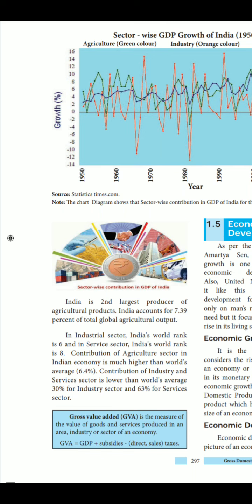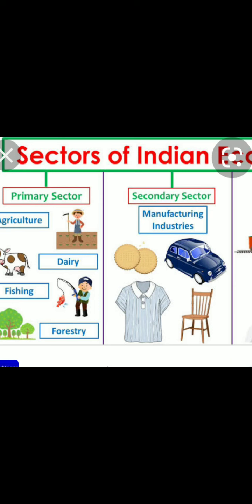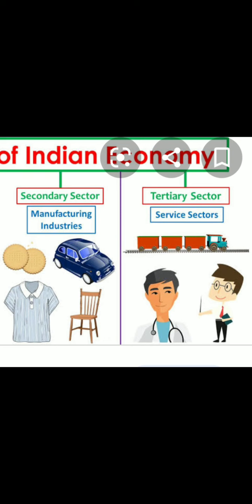So, before concluding our lesson, we will have a small recap of what we have discussed. Okay, so what we have learned, students: first we have learned about the composition of gross domestic product. That is primary sector. From this picture, can you understand? Agriculture, dairy, fishing, forestry come under this primary sector. And the secondary sector, manufacturing industries: car, biscuit, shirt, chair, etc. Tertiary sector, that is the service sector. Okay, doctor, engineer, collector, all of these come under this service sector. Okay, students.